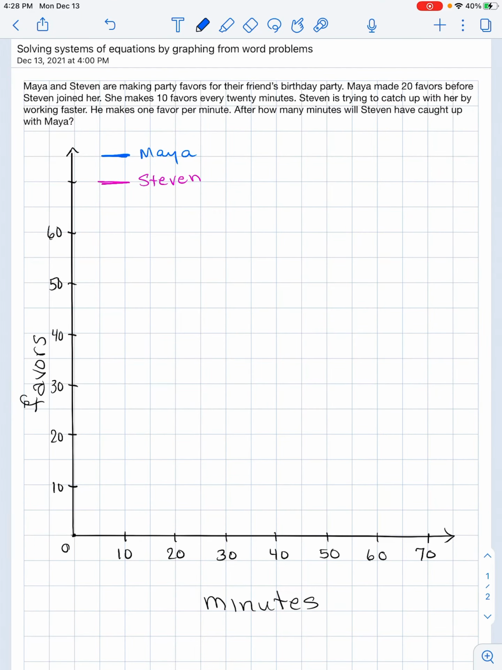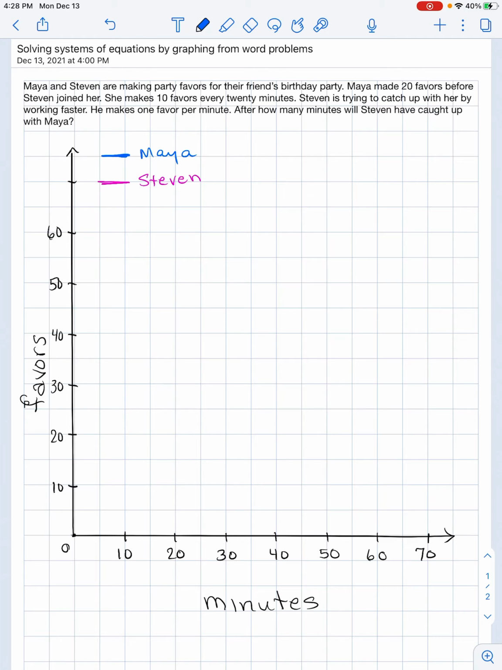Maya and Steven are making party favors for their friend's birthday party. Maya made 20 favors before Steven joined her. She makes 10 favors every 20 minutes. Steven is trying to catch up with her. I guess he feels guilty that he was late.